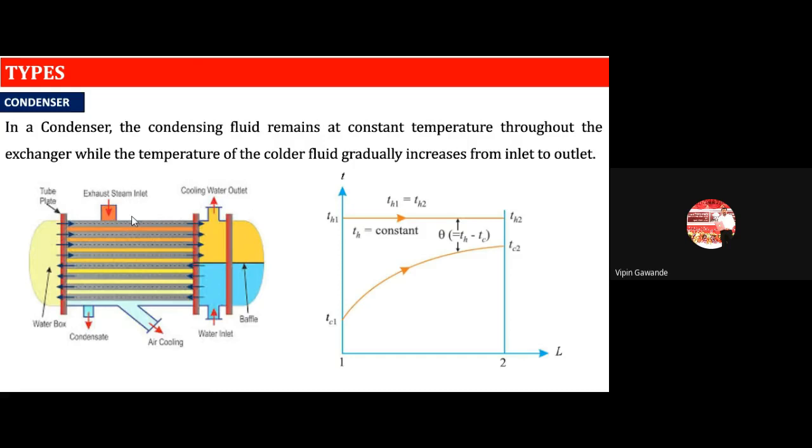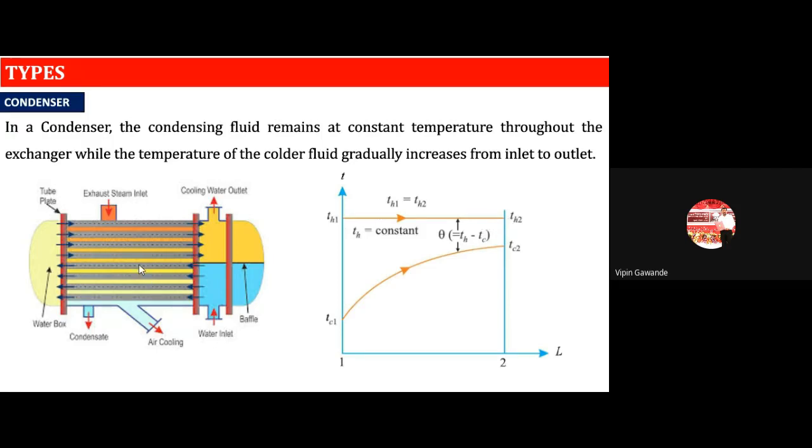So first of all, what do we have to remember? We have two fluids here. Out of that, one is changing its phase. Which one? In the condenser, steam is changing its phase, and the phase change process always occurs at constant temperature. So TH1 and TH2 are the same, so this is the horizontal line.